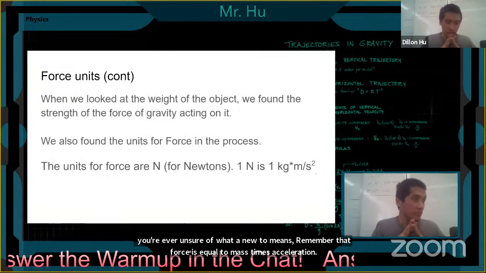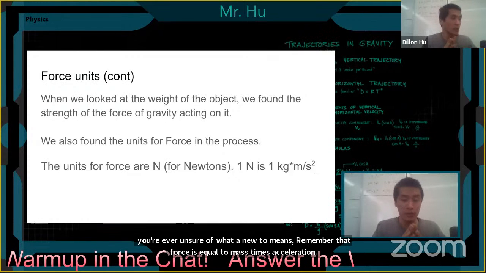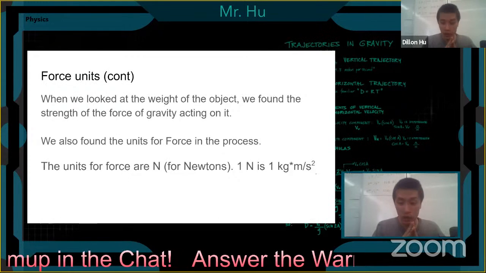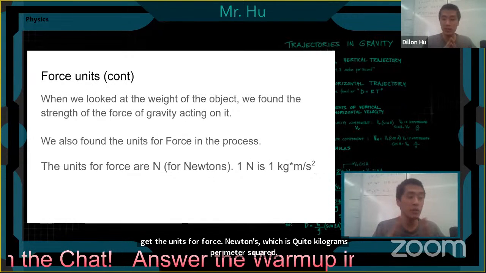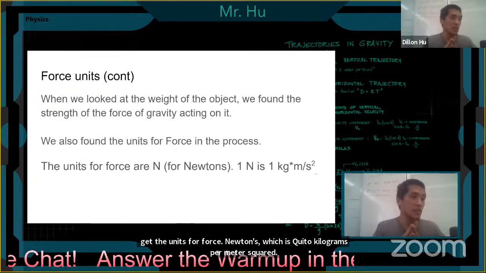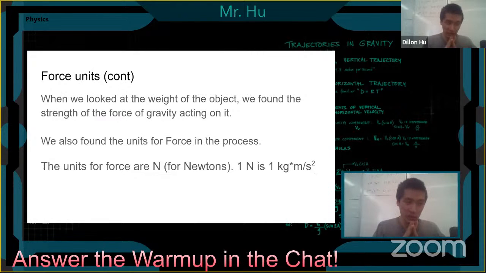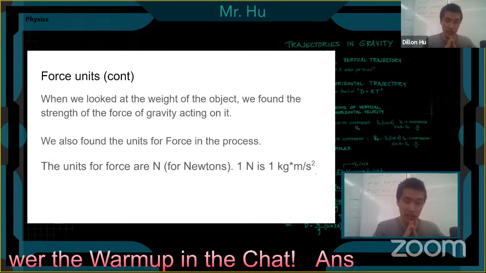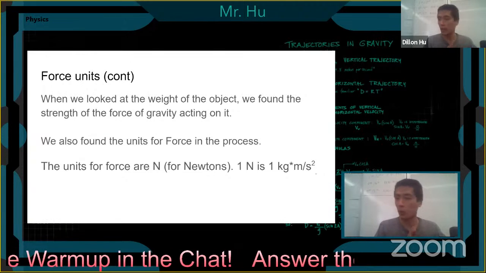So to give a quick recap, when we look at the weight of an object, we found the strength of the force of gravity acting on it. We also found the units of force in the process, and the units for force are called the newtons, or N, and 1 Newton is 1 kilogram times meters per second squared. In other words, the units of force is the units of mass, kilograms, times units of acceleration, which is meters per second squared. Just a quick recap.